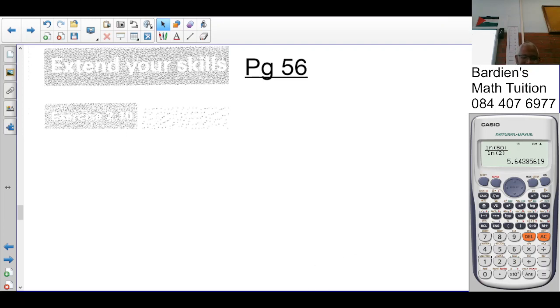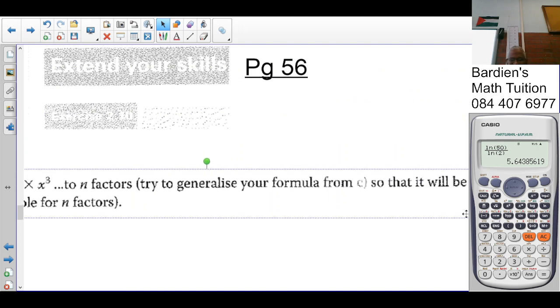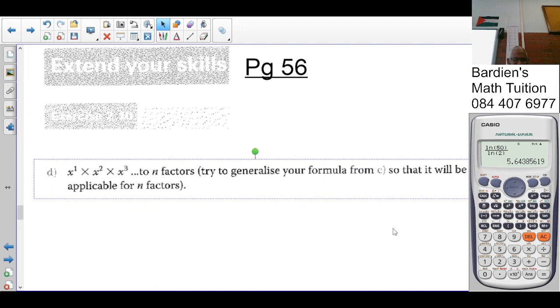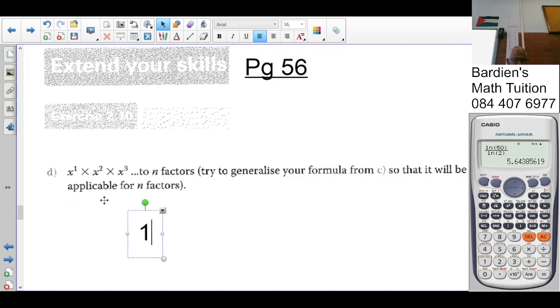Right, D. Here we are told that in 1D, x times x squared times x cubed onwards to n factors. Try to generalize your formula from C so that it can be applicable for n.